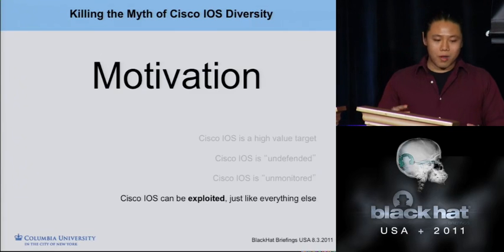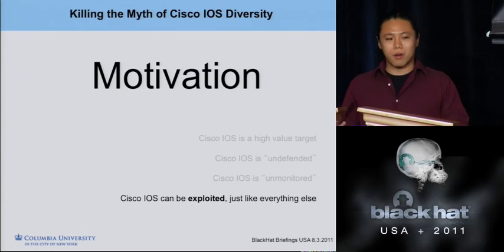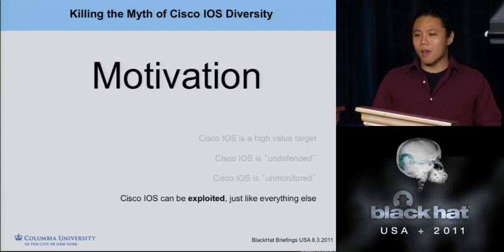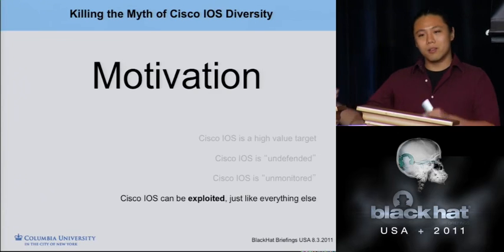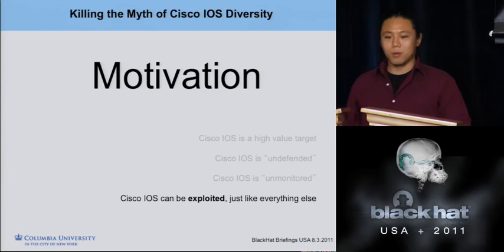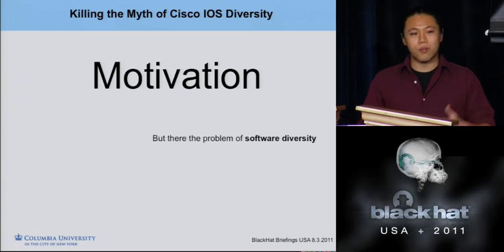And in fact, we've seen a lot of vulnerability reports, proof of concept shellcodes, and even rootkits for Cisco iOS. But the big question is, why have we not seen the same level of large-scale exploitation of iOS and other embedded systems as we've seen for general-purpose computers? And the answer really comes down to the problem of software diversity.